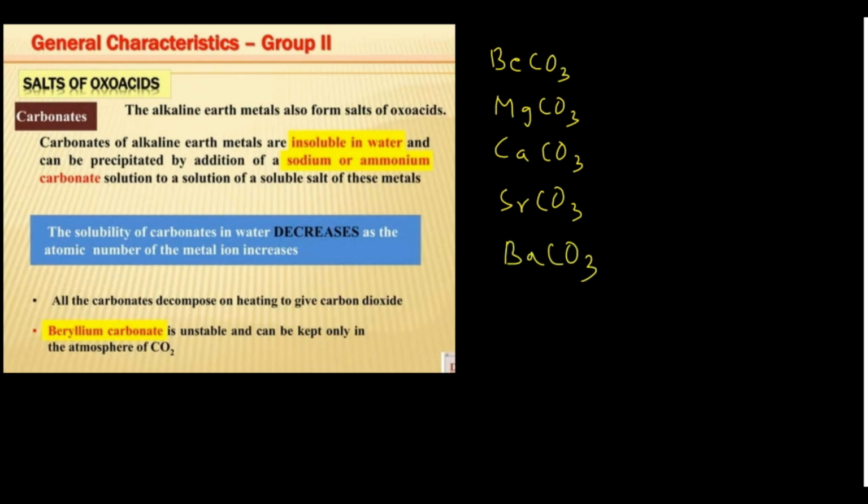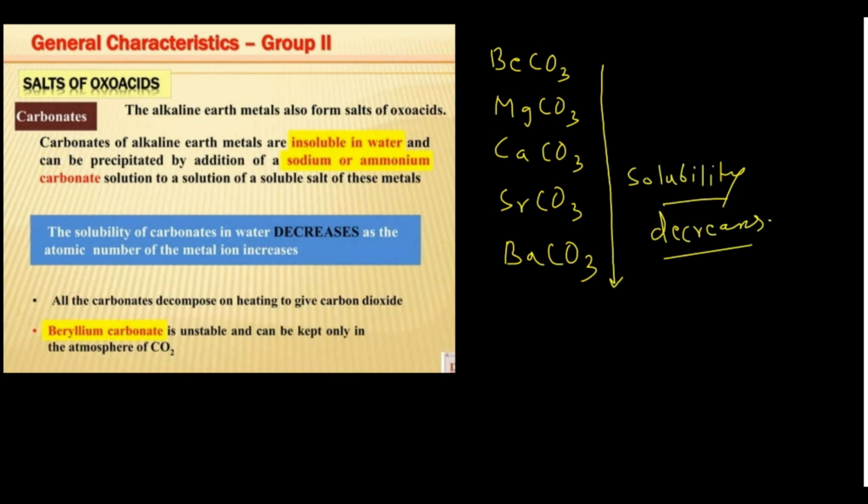So these are the carbonates, and as you go down the group the solubility decreases, right? So why does the solubility decrease? See, as the atomic number increases, as I have already explained earlier in this lecture, when the hydration energy decreases, the solubility also decreases. So you should remember this point. The solubility decreases as we go down the group because of the decrease in the hydration enthalpy.